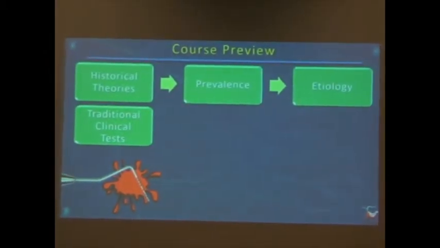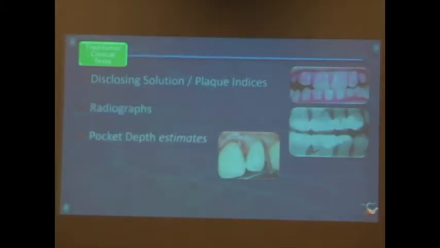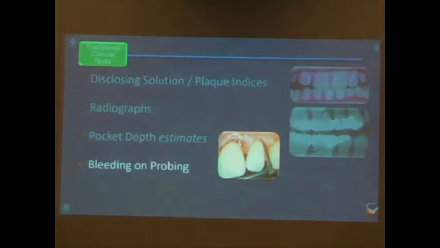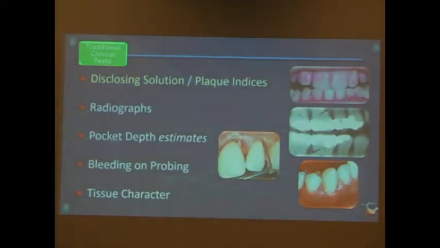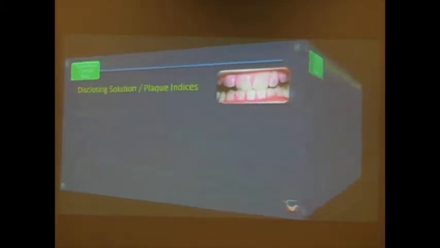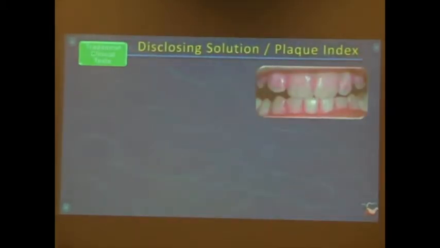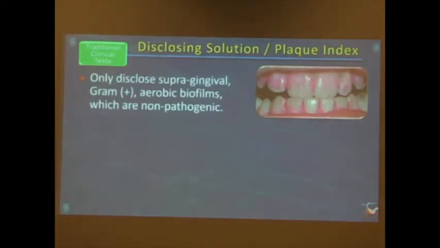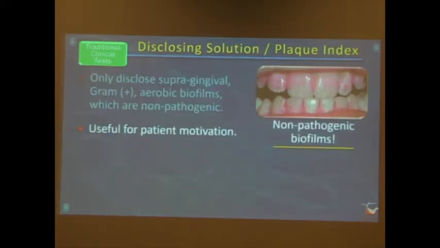Now, compare what we know to the traditional clinical tests: disclosing solutions, radiographs, pocket depth estimates, because that's all it is. It's not a measurement, it's an estimate. And bleeding on probing and the character of the tissue. Disclosing plaque indices are worthless, because what are they staining? Supragingival biofilm. Can't get out of the habit. Supragingival biofilms are healthy. They're aerobic. They're not going to be pathogenic organisms in supragingival biofilms. So who cares if they stain red or not? As a motivating tool for patients, maybe it's got some use, but that's about it.